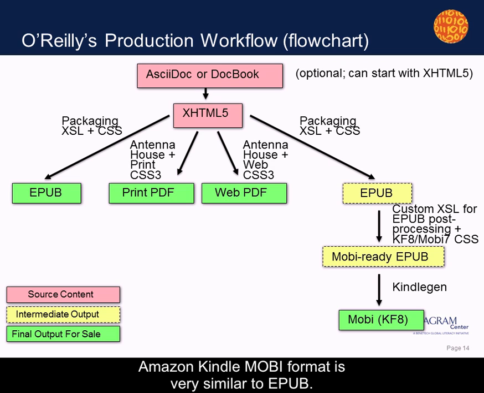Amazon's Kindle MOBI format is very similar to EPUB. It's really their proprietary version of EPUB. And for that, we have some additional XSLT we run to optimize our HTML content for Kindle. And then we run it through Kindle's proprietary tool called KindleGen to produce MOBI outputs. So all that's automated, and when we're ready to produce the various different outputs, we push a button or trigger a script in our system to produce those outputs.